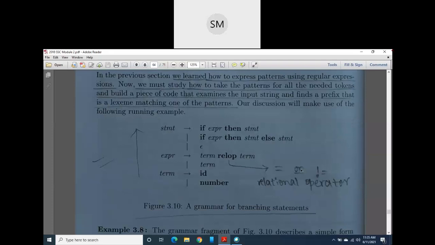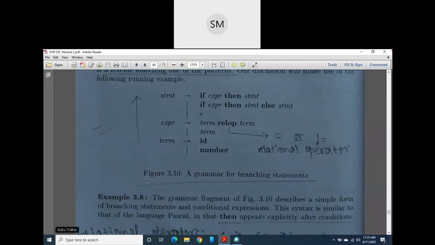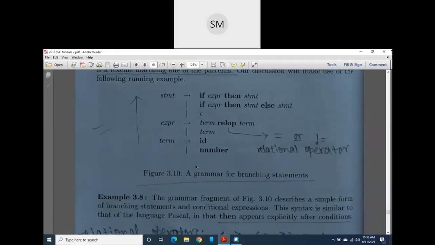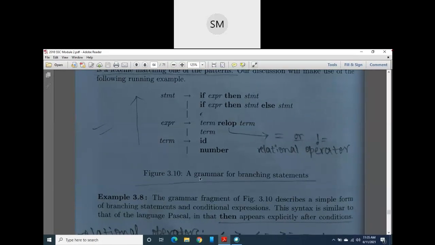Here, in this figure 3.10, I am going to show you one grammar. Don't worry right now about what you mean by grammar; I will tell you the definition of grammar later. Today I will just briefly tell you its meaning. In the English language, what do you mean by grammar? Grammar is nothing but a set of rules for that language.